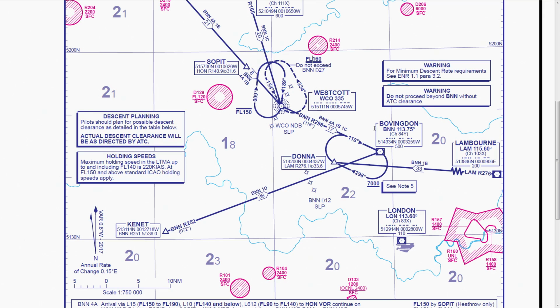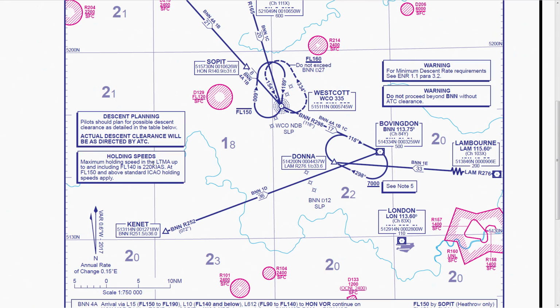Once you've got through those holds, if you don't need to go through them, and those holds of course are when there's a lot of traffic, aircraft just circle round and round at a height given by ATC. And you can see here, if we just quickly have a look at this, holding speeds: maximum holding speed in the LTMA, that's the London Terminal Maneuvering Area. So that's what that is. Up to and including flight level 140 is 220 knots indicated airspeed. At flight level 150 and above, standard ICAO holding speeds apply.